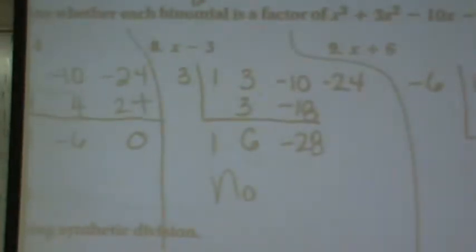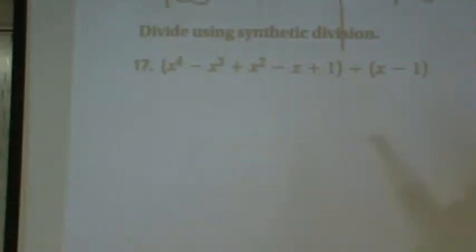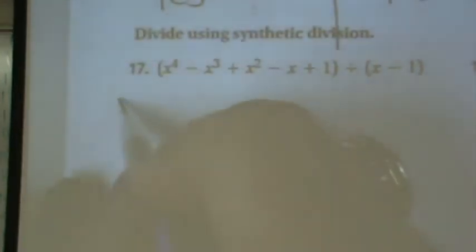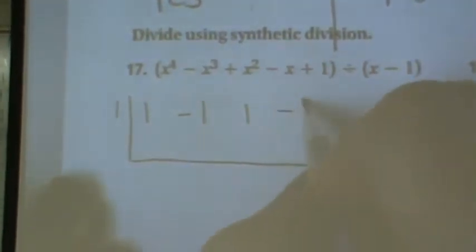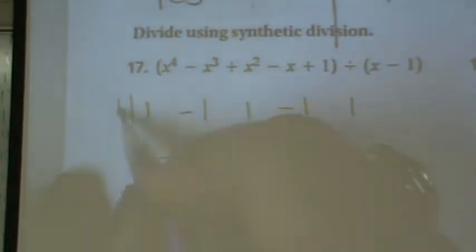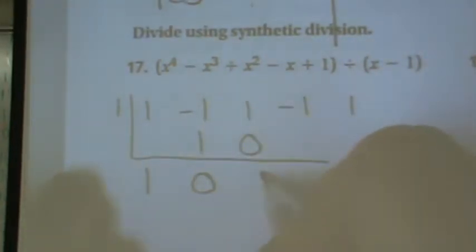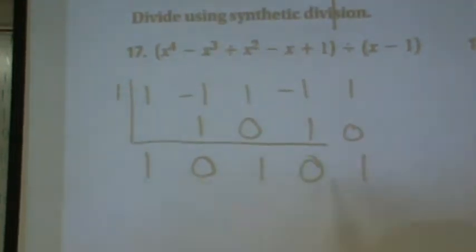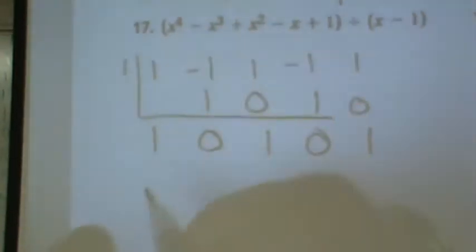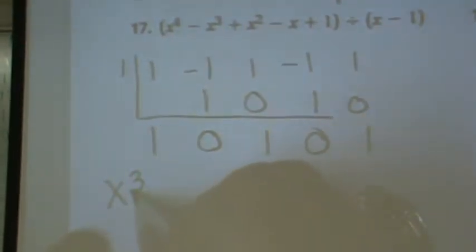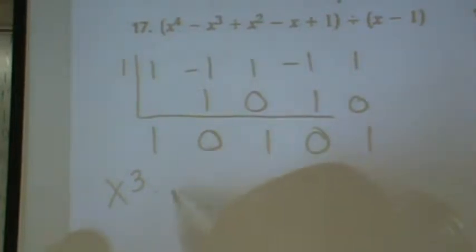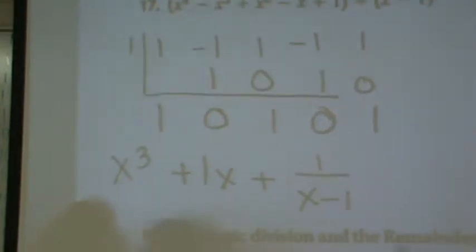Number 17, we are going to use synthetic division. You're going to put a 1 out here. You have a 1, a negative 1, a 1, a negative 1, and a 1. Bring down the 1. 1 times 1 is 1. Add: 0, 1, 1, 0, 0, and 1. So these are the coefficients of 1 degree less than that. So it'd be 1x cubed plus 0x squared plus 1x plus 0 with a remainder of 1 over x minus 1. So this is your answer.